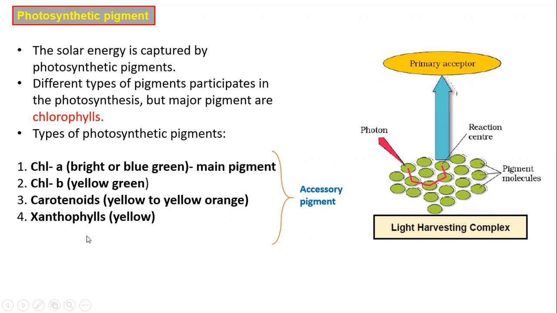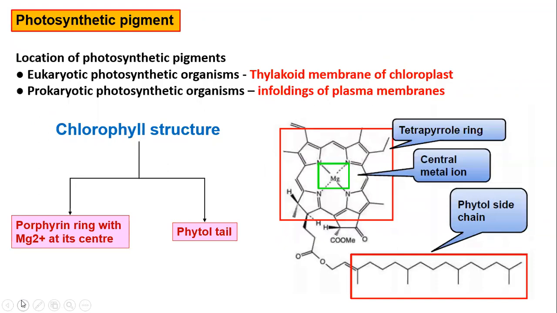Clear? There are four main types of photosynthetic pigments: chlorophyll A, chlorophyll B, carotenoids, and the xanthophyll molecule. As for the location of the photosynthetic pigments, in eukaryotic photosynthetic organisms like plants, protists, algae, bryophytes, pteridophytes, they are present inside the thylakoid membrane of the chloroplast. Whereas in prokaryotic photosynthetic organisms like blue-green algae, you'll find them in the infoldings of the plasma membrane.